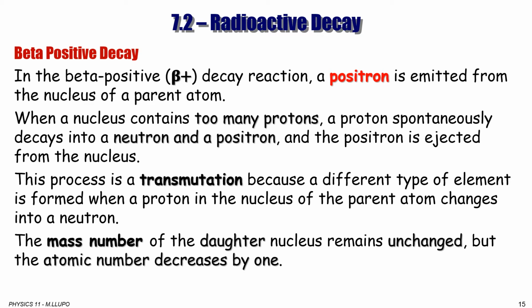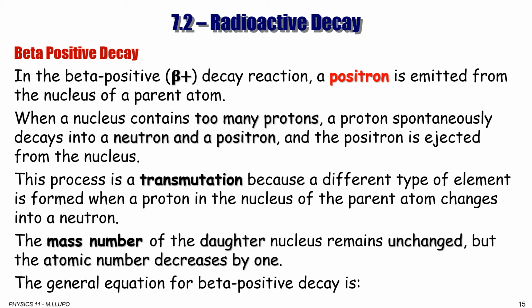The mass number of the daughter element remains unchanged because a positron, the same as an electron, is considered massless, but the atomic number decreases because positive charge is ejected with the positron from the nucleus. So the generic equation for beta positive decay is: a parent element with atomic number Z and atomic mass A undergoes beta positive decay, the mass will not change, but the atomic number will decrease by 1.